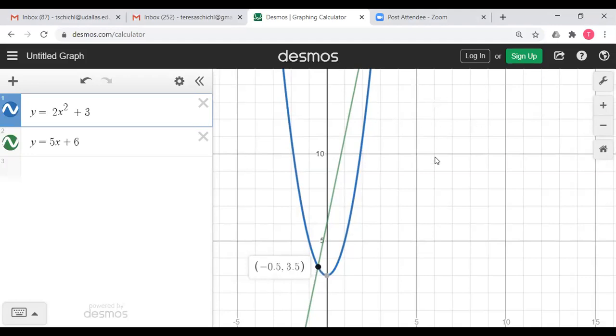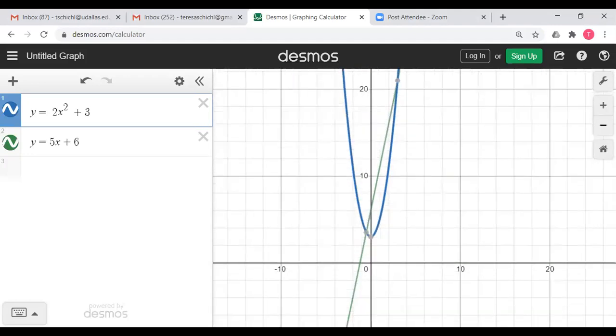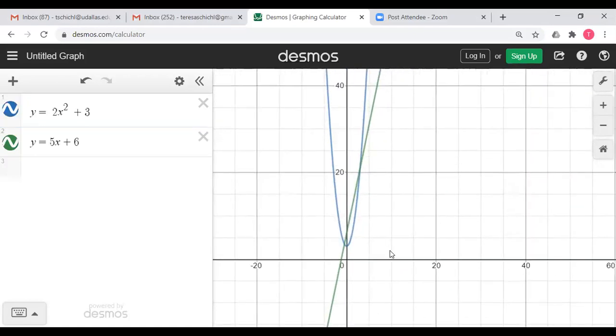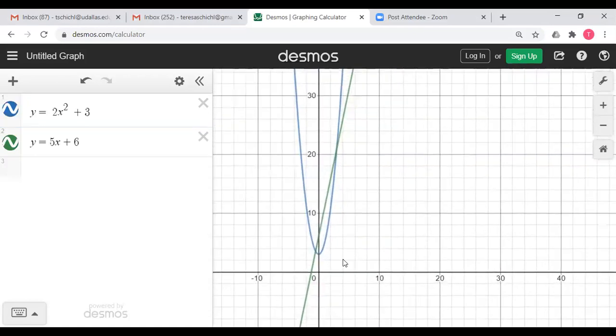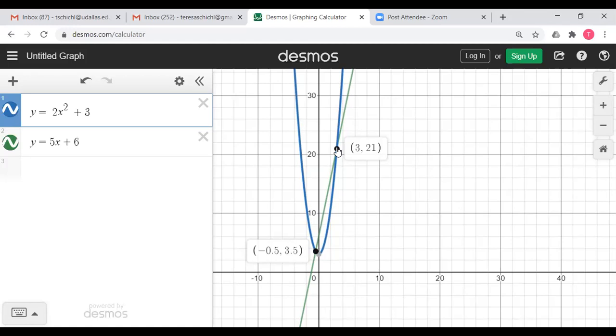If you want to make this a little smaller, you can see like that. And then you want to see the points here, right? So you just go like that. So this is negative 0.5, 3.5. And then, do they have another intersection? Oh, yes. So here, right? So another intersection is 3 and 21. So you know the x solutions here are x equal to -0.5 and x equal to 3.